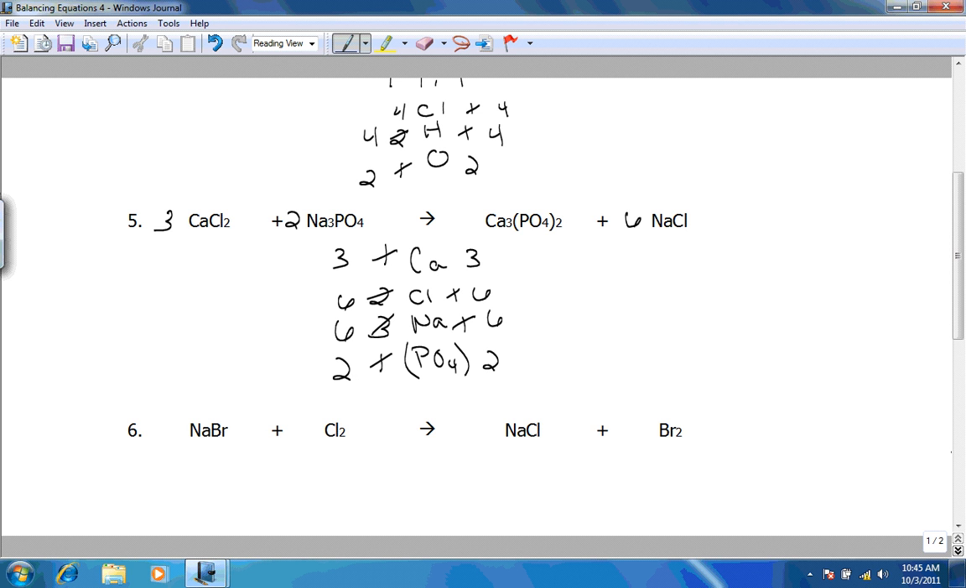And that's the end of questions 1 through 5 on the 4th balancing equations worksheet.